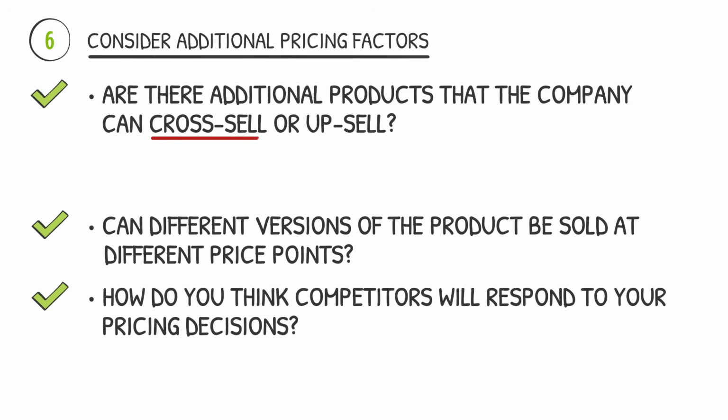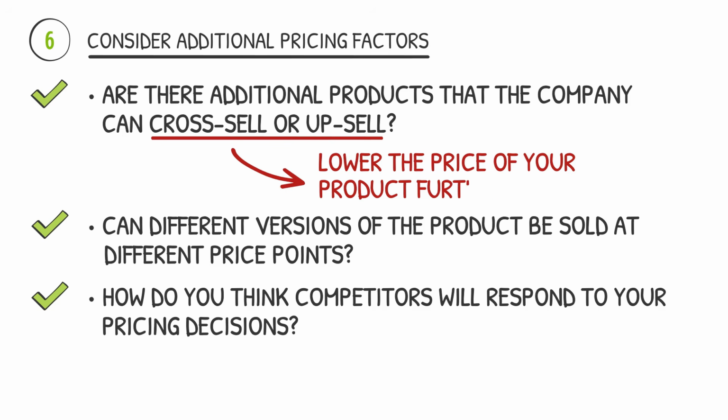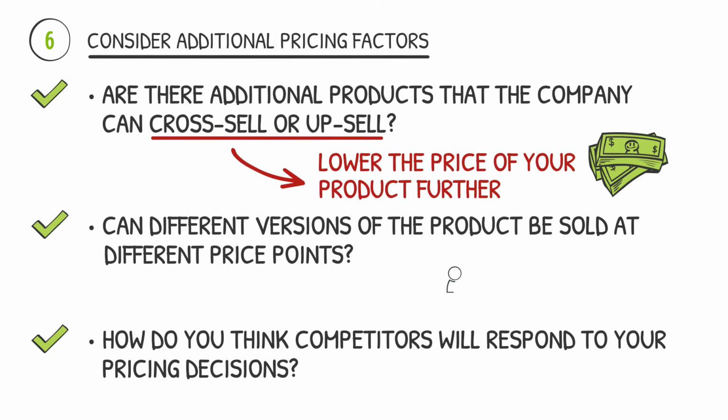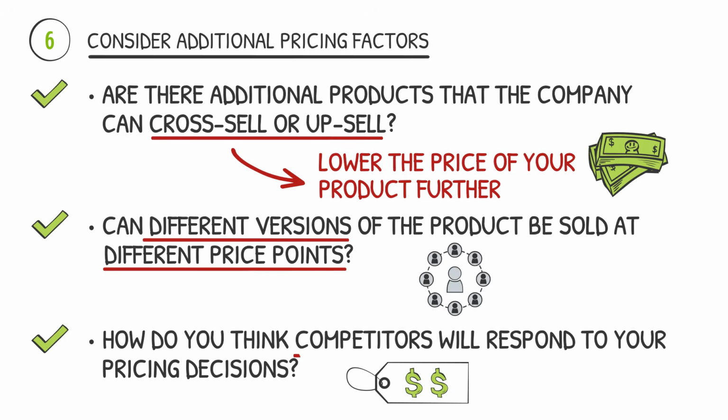If you can cross-sell or upsell additional products, you may be willing to lower the price of your product further if it means generating more overall profits across all products. If there are multiple customer segments with different needs and willingness to pay, it may make sense to have multiple versions of the product to sell at different price points. If you set a price that undercuts competitors, they may also cut prices to compete with you. Therefore, you should anticipate the consequences of the price point that you set.